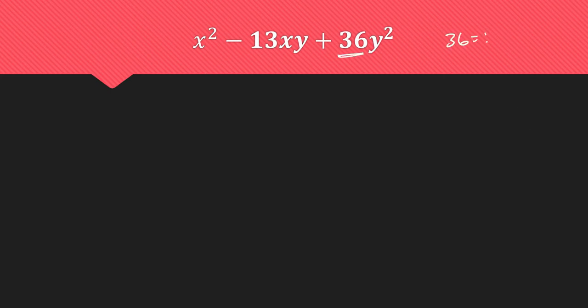Factors of 36. 1 times 36. 2 times 18. 3 times 12. 4 times 9. 6 times 6. Those are all my factors of 36. If you can find the right numbers right away, you don't have to write all this out. But I've got a plus 36 at the end and a minus for my sum. So I need 2 minus signs so that my sum will be negative, but my product will be positive. I'm going to choose -4 and -9 because they add up to -13.